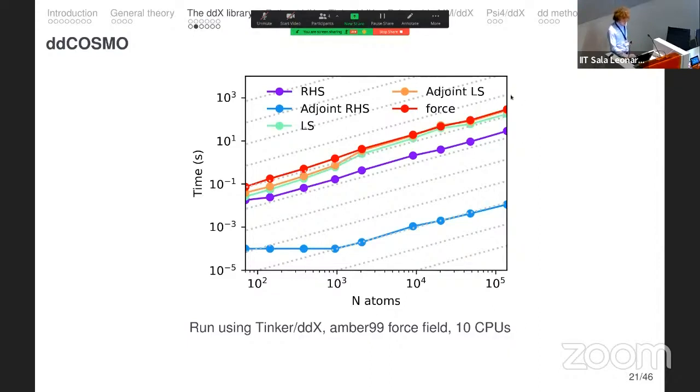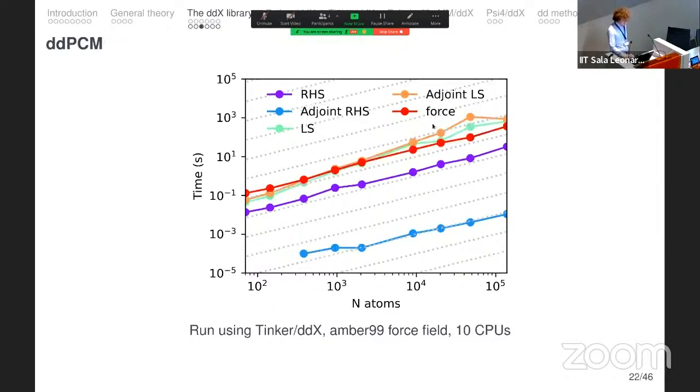So for this biggest system, it takes us like 100 seconds or something. And then this is for the DPCM. We have something similar. This was probably badly conditioned, so we had a few more iterations, but still it's linear scaling, one-third, and the right-hand side is cheaper. And the cost is a little bit higher. Here we have for the largest one, 1,000 seconds or something.